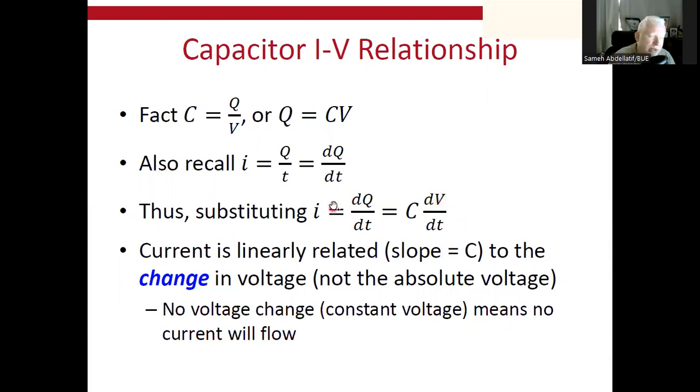In this equation, current is linearly related to the capacitance, and the slope of this relation is dV by dt, the rate of change of voltage. A positive dV by dt gives a charging process, while a negative dV by dt gives a discharging process.